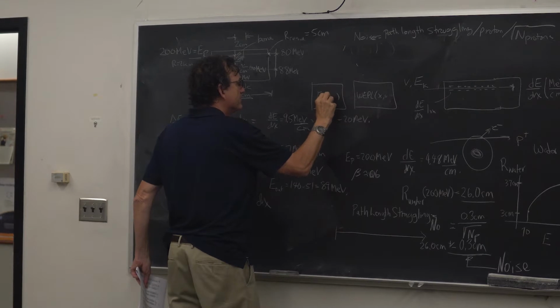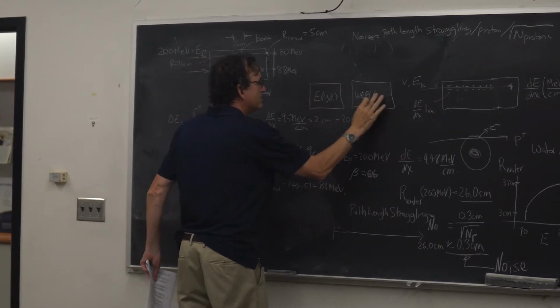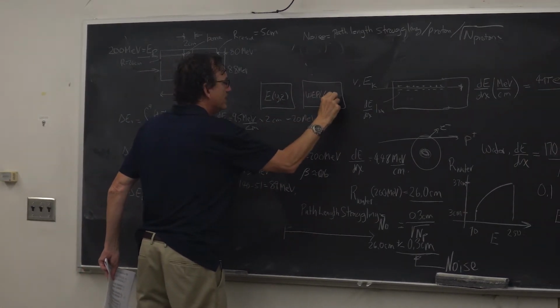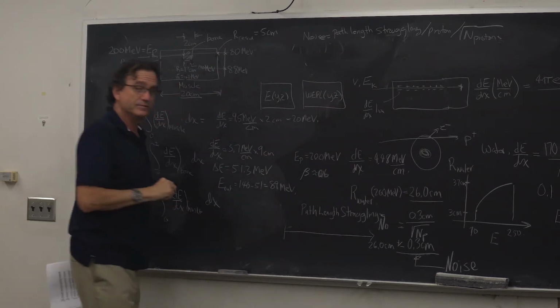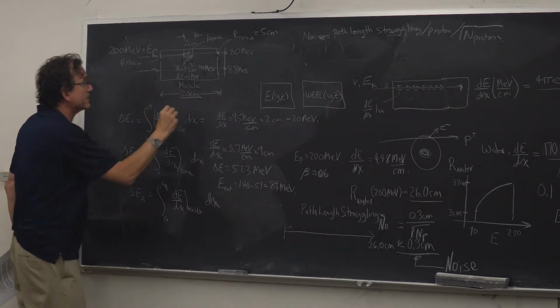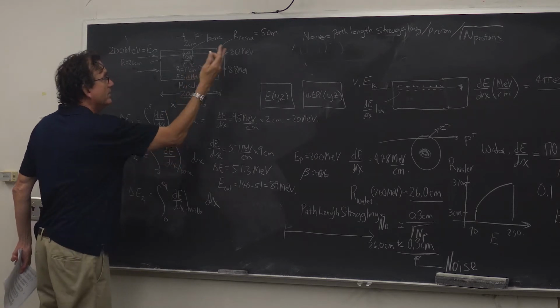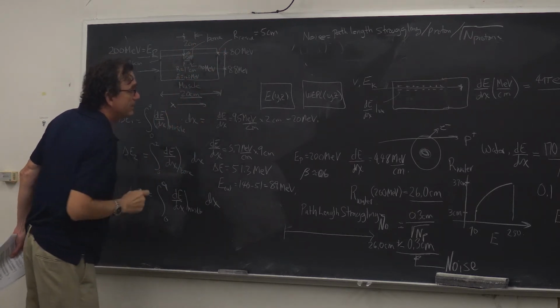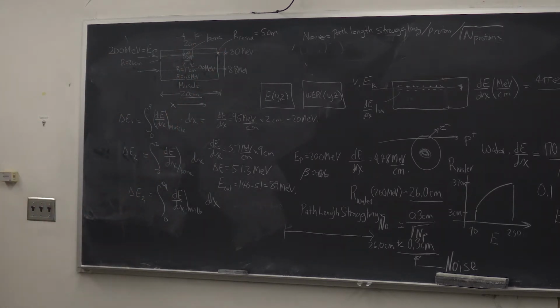By the way, I made a mistake here. This should be YZ, because we said the beam direction is always in the X direction. Remember? X is this dimension right here. So looking at the image on a plane will be in the YZ direction. Right?